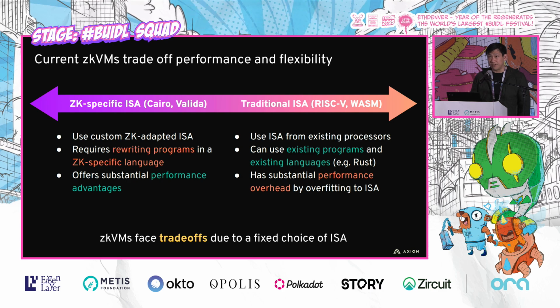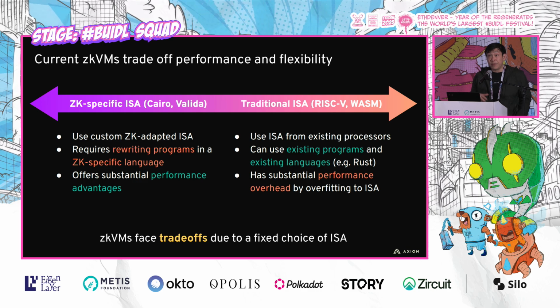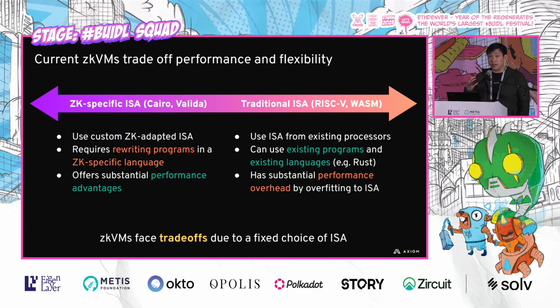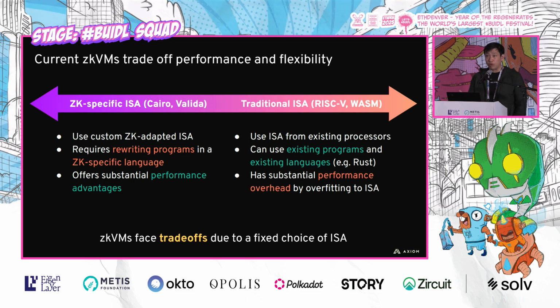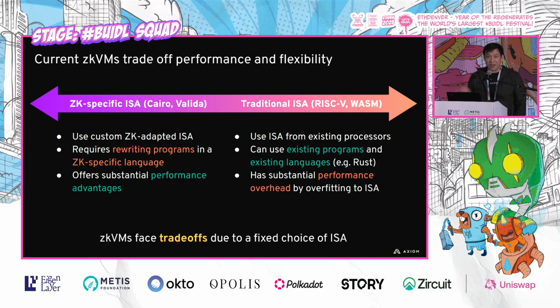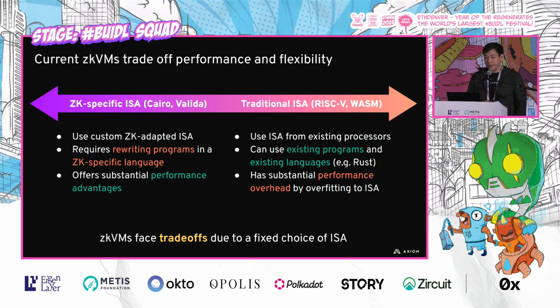For example, RISC-V is used in open source processors, and WebAssembly is very commonly used in the browser. The big advantage of this is that it makes it possible for developers to use existing programs written in existing programming languages. For example, things like Rust or Go, or maybe Zig, as in the previous talk.